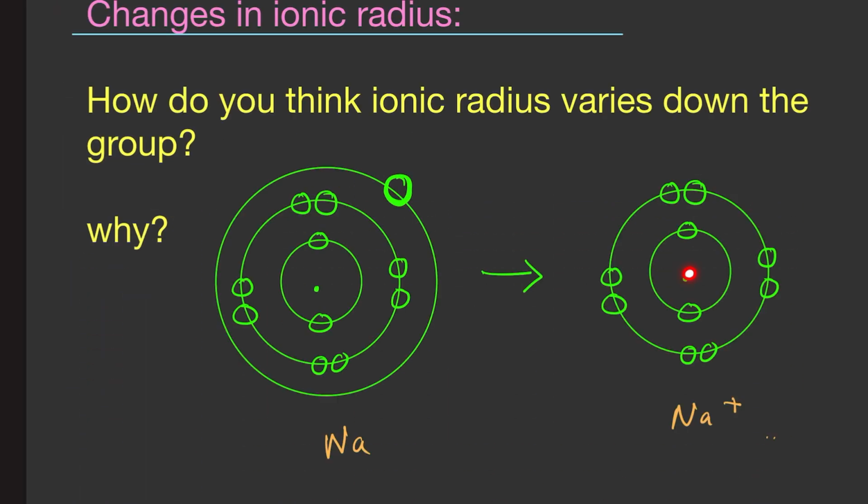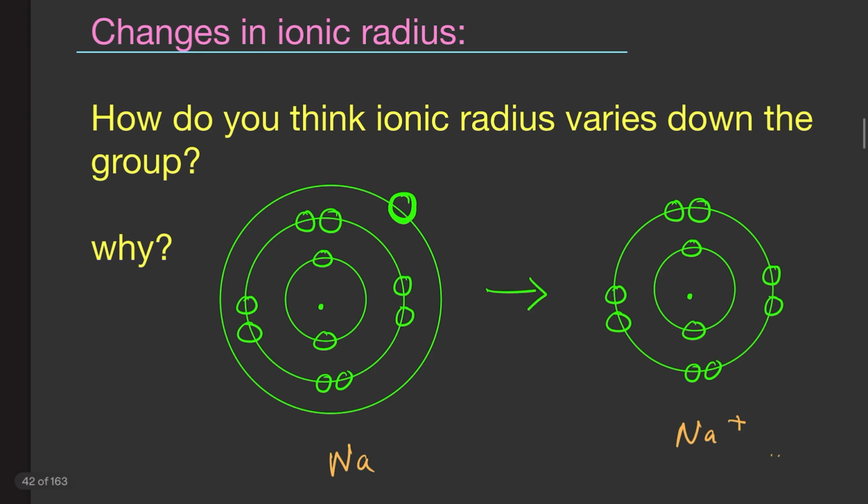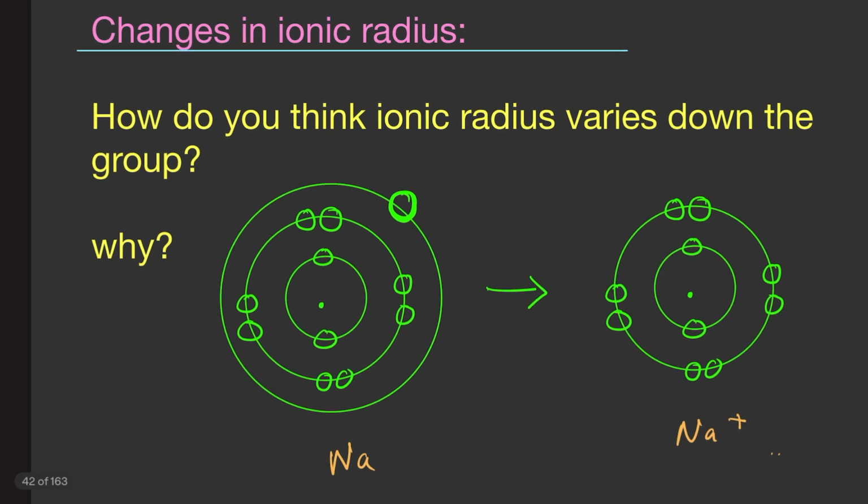Ionic radius is the distance of the nucleus to the outermost shell electron of an ion. So for example, when sodium forms an ion, as it is a metal, sodium loses its outermost shell electron. And so its outermost shell vanishes when it forms the ion, and the distance of the nucleus to the outermost shell electron of the sodium ion is the ionic radius of the sodium ion. How do you think ionic radius varies down the group?